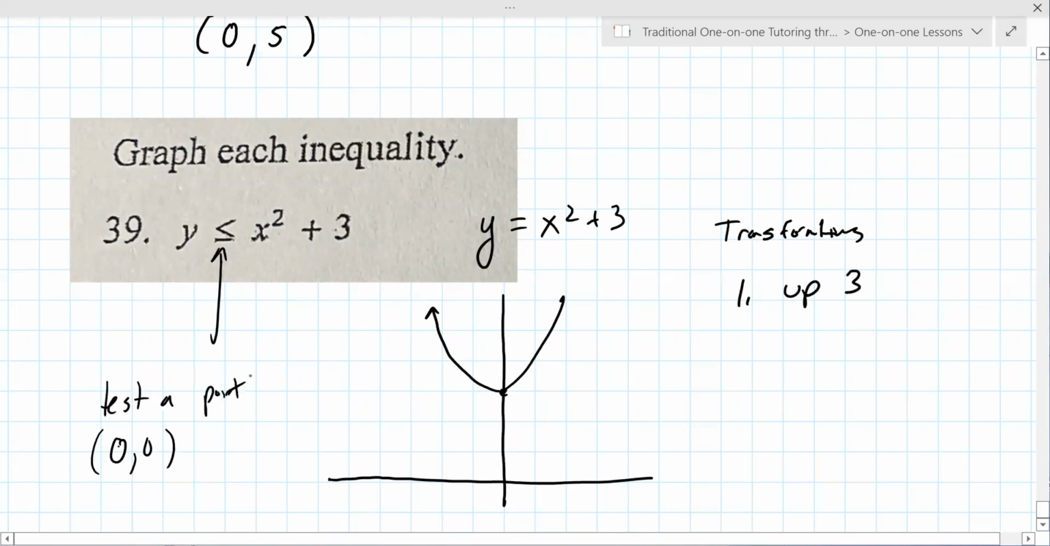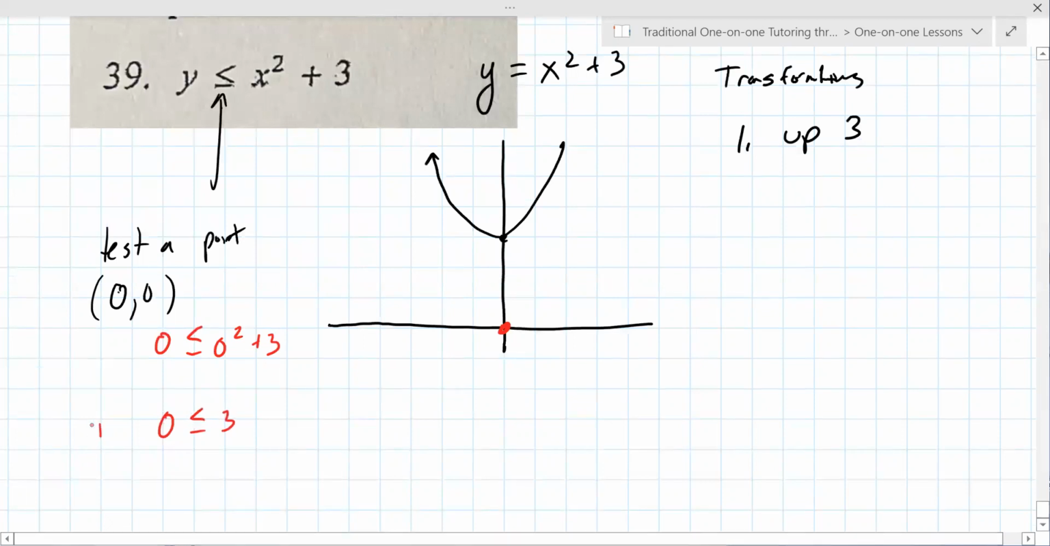So what you're trying to decide is, when you test that point, you put 0 in for x and 0 in for y, and you need to pick something that's not on the line. The reason is you're trying to determine whether the point is true or false. On the line will always be true. You're looking for either it's right or it's wrong. So is this a true statement? Is 0 less than or equal to 0 squared plus 3? Is 0 less than or equal to 3? Is that true? Yes. So you shade the true side.